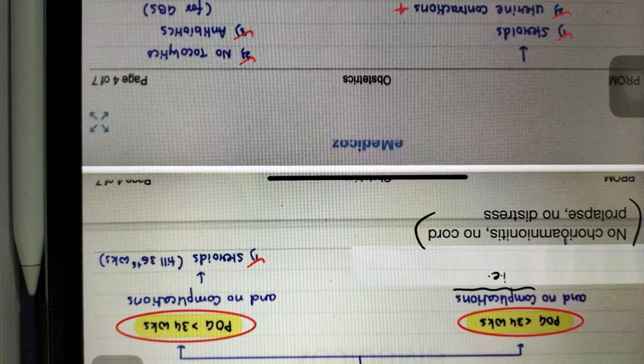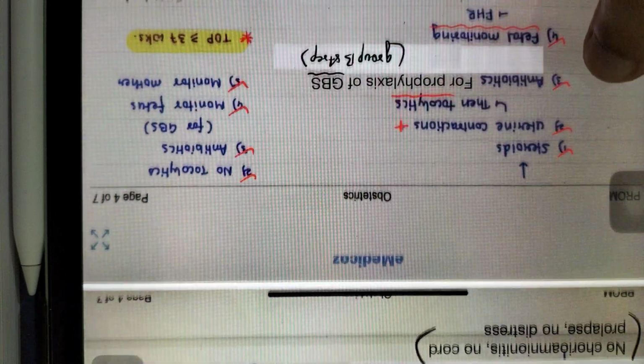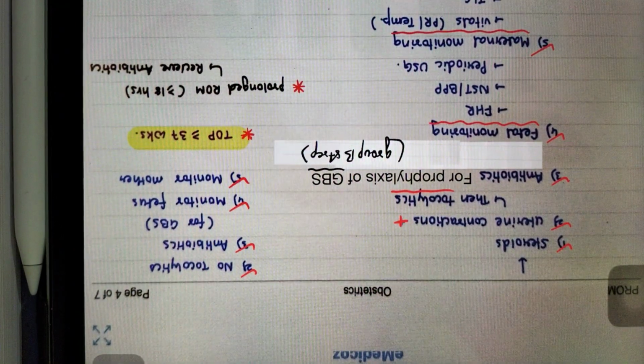Now, if the period of gestation is more than 34 weeks and no complications are present, we can give steroids till 36 plus 6 weeks. Here, no tocolytics are given. Antibiotics are given for group B strep. We monitor the fetus and the mother. Termination of pregnancy is done at or more than 37 weeks. In case of prolonged rupture of membrane, that is more than 18 hours, patient should receive antibiotics.